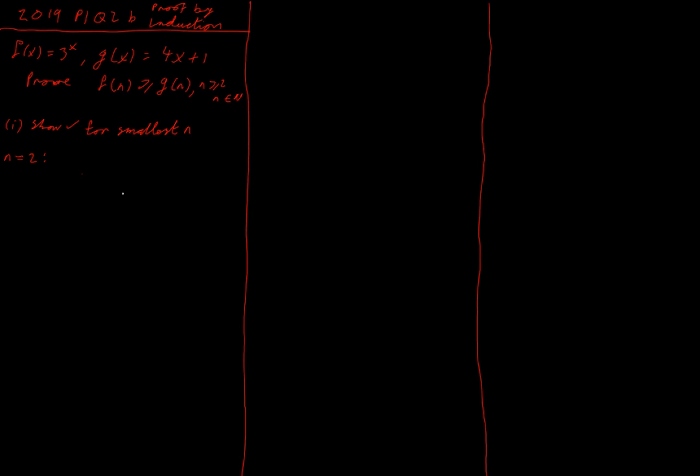Hello, now we are going to have a look at one of the types of proof by induction questions. Proof by induction comes up on paper 1, and we are looking at 2019 paper 1 question 2 part B, I think. If f of x is equal to 3 to the power of x, and g of x is equal to 4x plus 1, prove that f of n is greater than or equal to g of n for all n greater than or equal to 2, where n is a natural number.